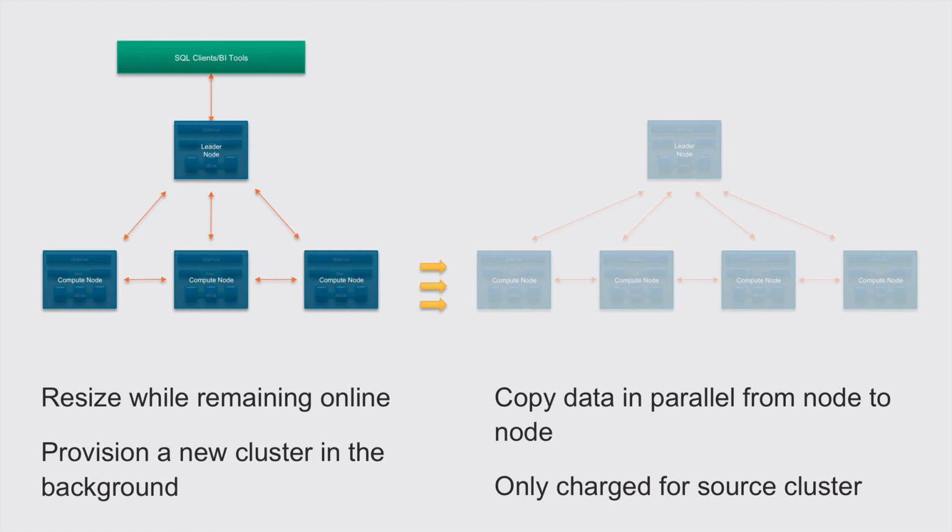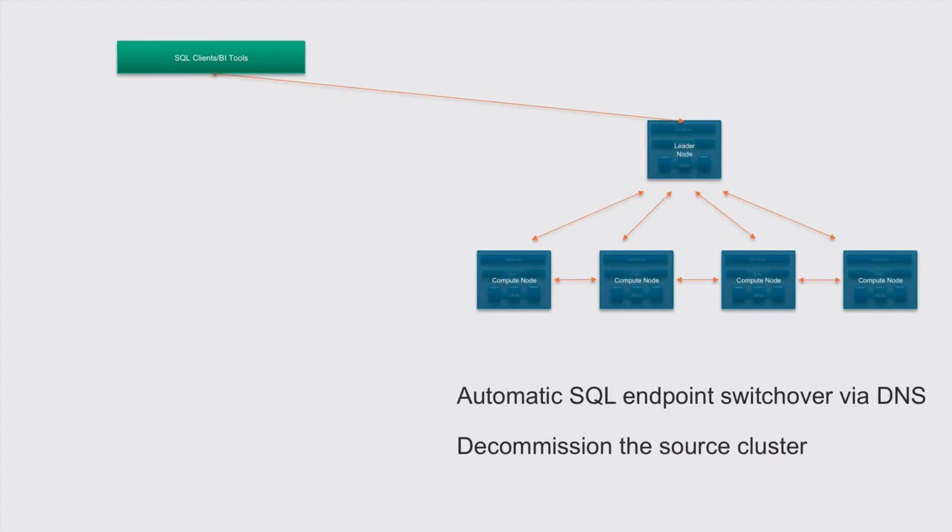So behind the scenes, Redshift will place the cluster in read-only mode. It will transparently copy data across onto those new cluster nodes, automatically switching over the SQL endpoint via DNS once that copy operation has been completed, and then decommissioning the source cluster at that point. And critically, you'll only start paying for the new cluster at the point at which it's activated and that DNS endpoint has been switched across. So you don't have to make any application changes during that resize process.